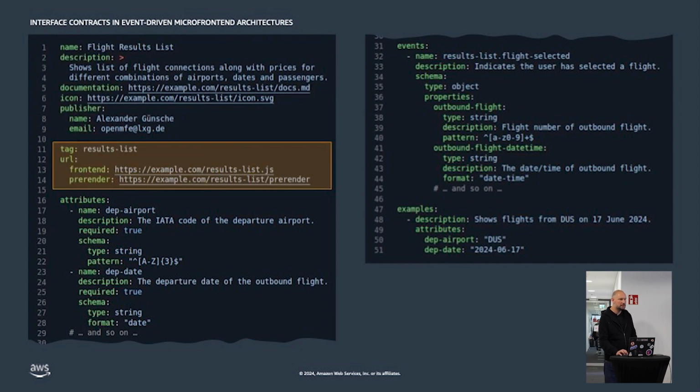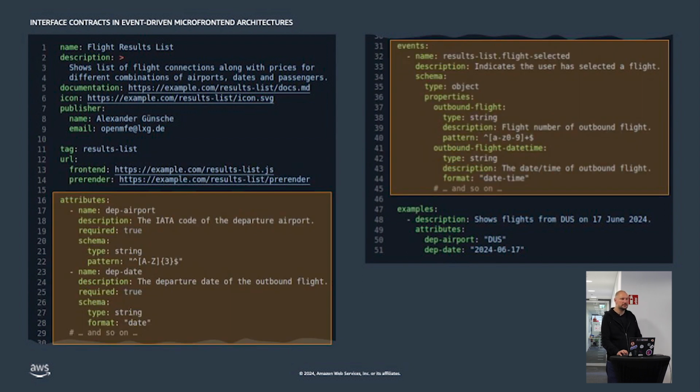What's also important is that you have the fundamentals, like from where can I load this micro frontend and what is the tag name for this micro frontend. But then already we go into attributes and events. And this is the part where you would lay out through JSON schema, one by one, the attributes that you have and the events that you are intending to emit.